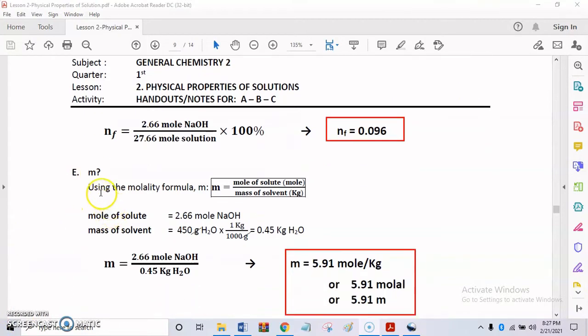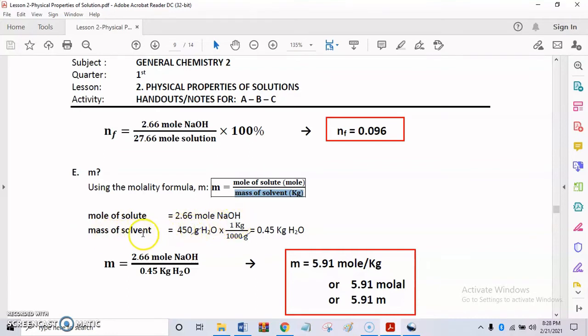Next question is molality. By using the molality formula, small letter m, it is equals to moles of solute in terms of mole over mass of solvent in terms of kilogram. So, tandaan nyo na sa molality, the denominator is always mass of the solvent in terms of kilogram. So, mole of solute, we have computed that, which is 2.66 mole sodium hydroxide.